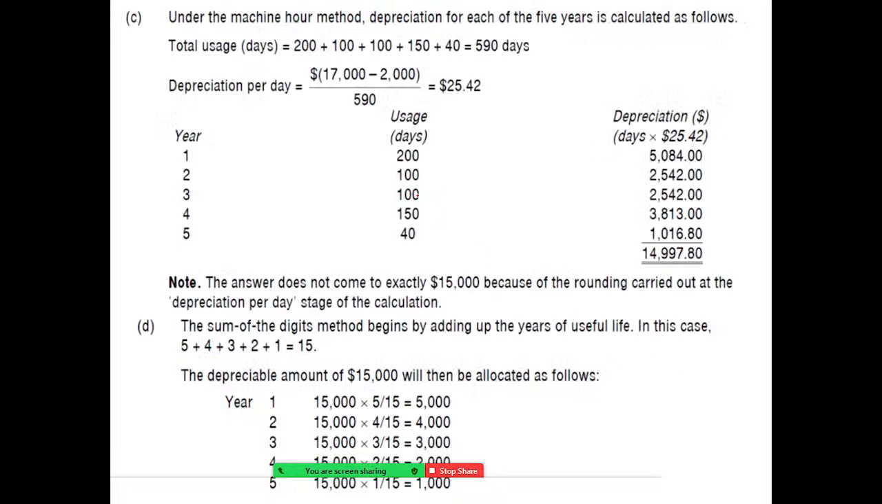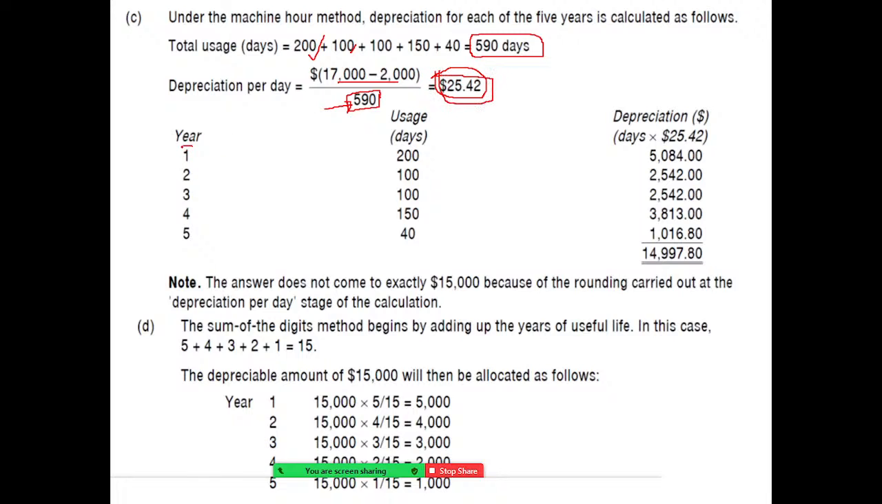And under the machine hour method, in the first year it can be used 200 days, then 100, so in total the hours are 590 days. Here we first find the depreciable amount divided by the total number of machine hours. So per machine hour we get 25.42. It means if the machine is used for 1 hour, or 1 day, the cost will be 25.42.